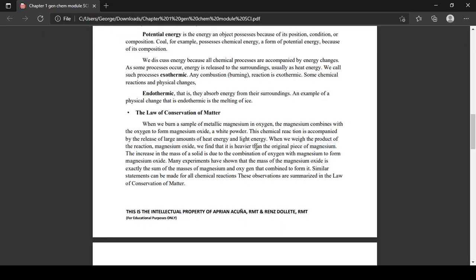Magnesium oxide. But if I separate magnesium oxide through a chemical change, I separate it from oxygen. Magnesium is magnesium. The mass of the magnesium, kids, is 5. Compare it to the original piece of magnesium, it is 5, the same. Then the oxygen is 0.1.